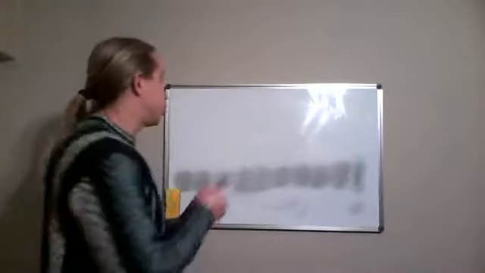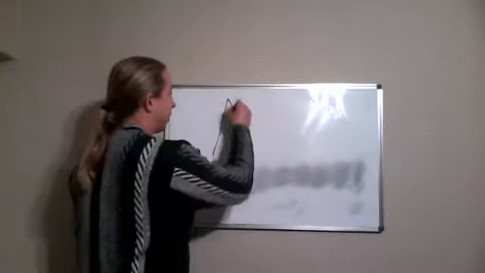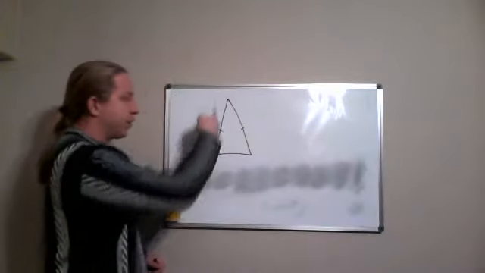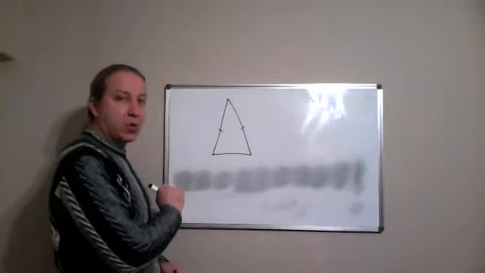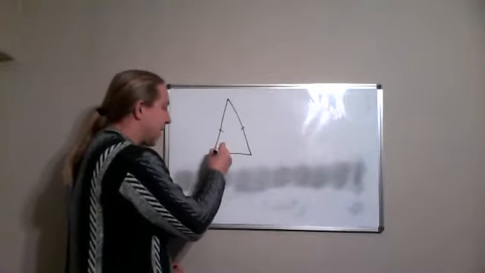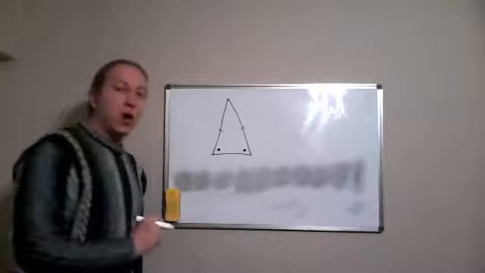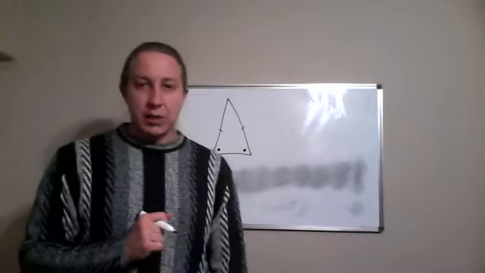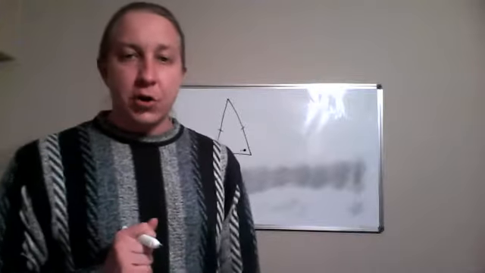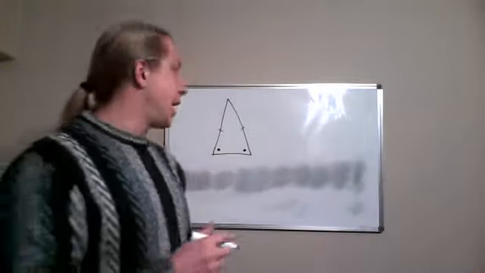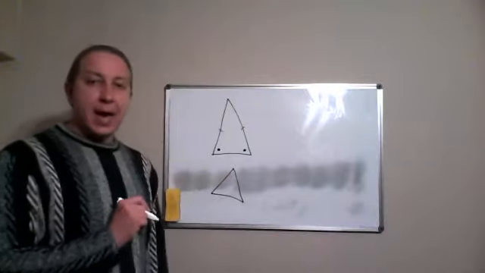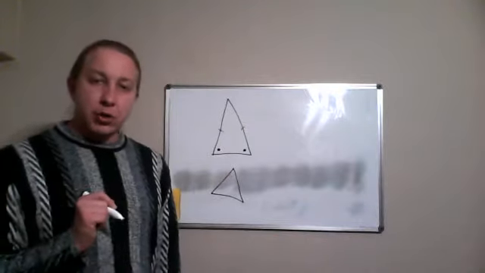Then the next triangle we have is an isosceles triangle where we only have two of the three sides that are equal. Now the thing with the isosceles triangle is that the angles opposite the sides are equal. So if these two sides are equal, it means that this angle and this angle are also equal. Okay, so that's our isosceles triangle. And our equilateral triangle is the triangle that has all three sides the same, which means all three angles are the same.